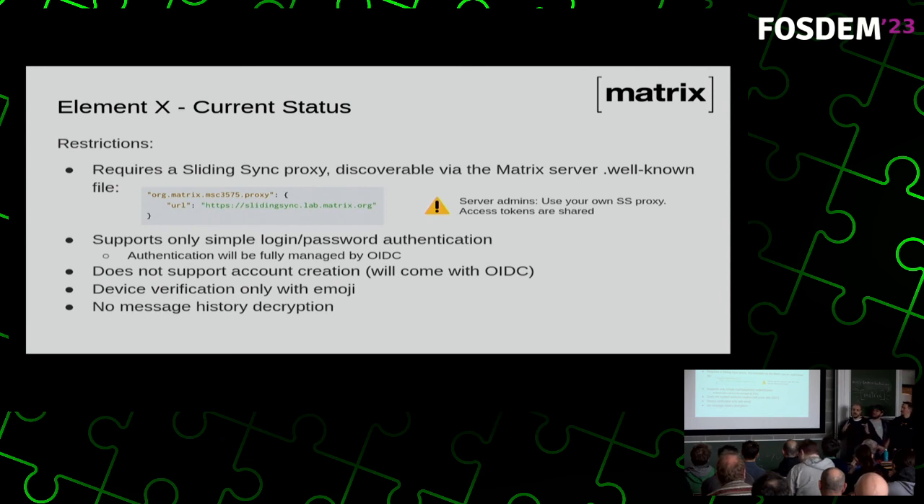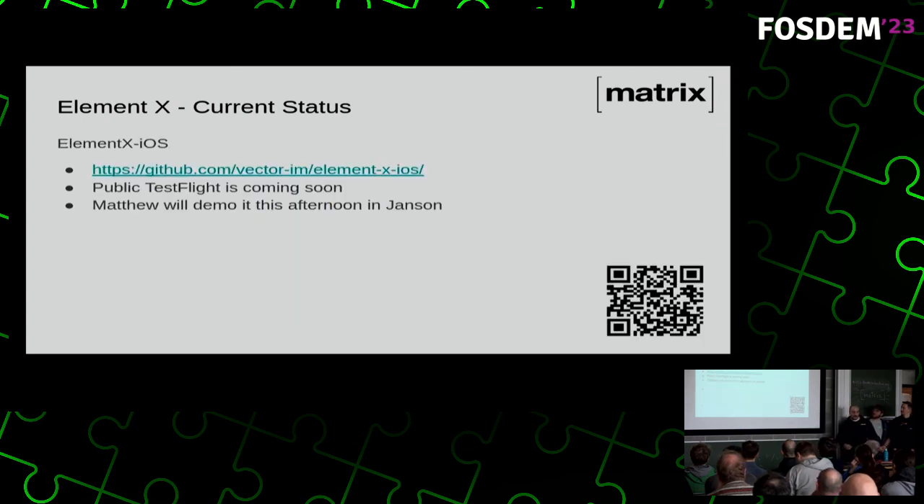And authentication is only through the Matrix protocol. We want to support also OIDC and registration, but we will support that when we build the OIDC component. Device verification is there, but only for emojis, so no QR verification yet, and also no message history decryption.